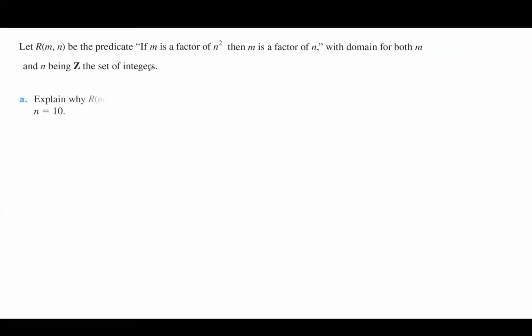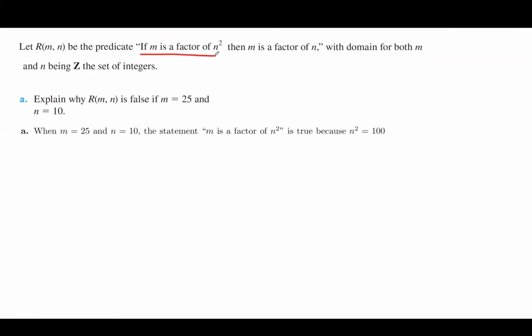You can have more than one variable, like 2 variables here. Consider the predicate R of m and n. That's saying that if m is a factor of n squared, then m is a factor of n. The domain of both variables are Z or the integers. This statement in general is not a true statement because we can find a counterexample like 25 and 10. 25 is obviously a factor of 10 squared or 100, but 25 is not a factor of 10.